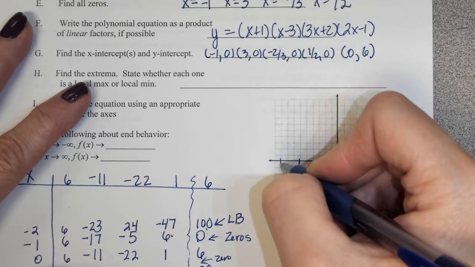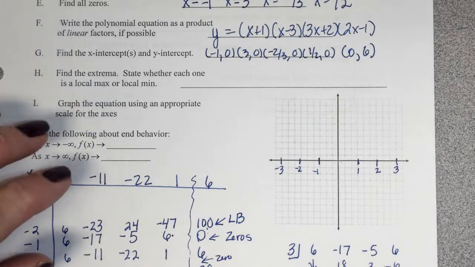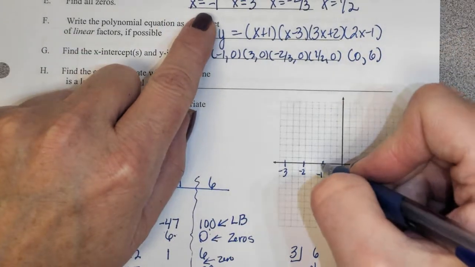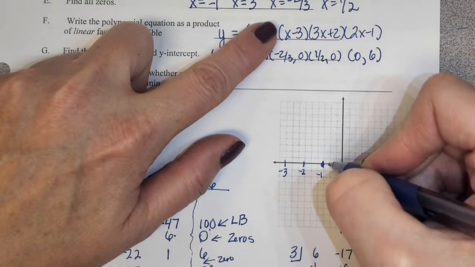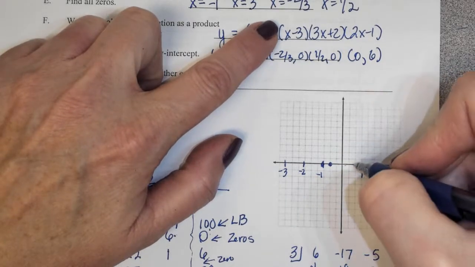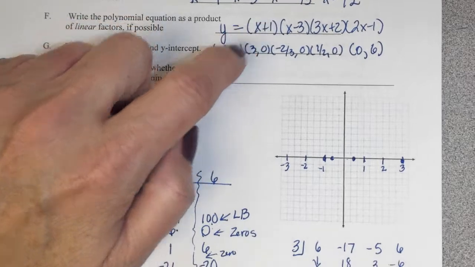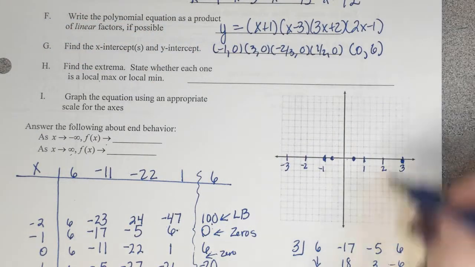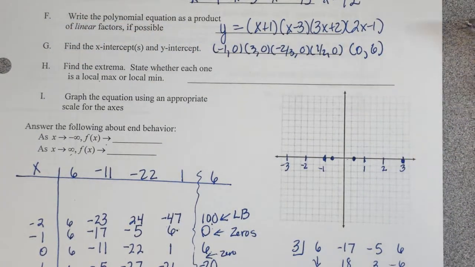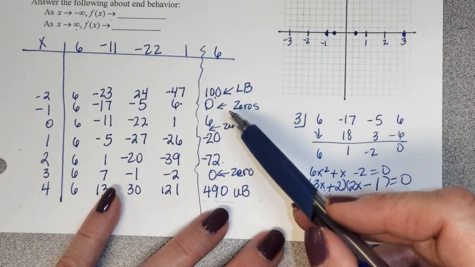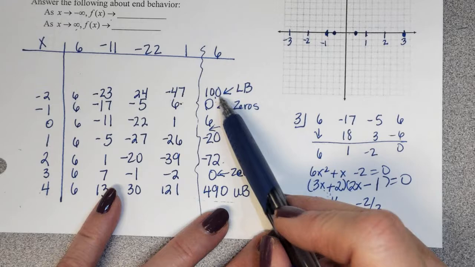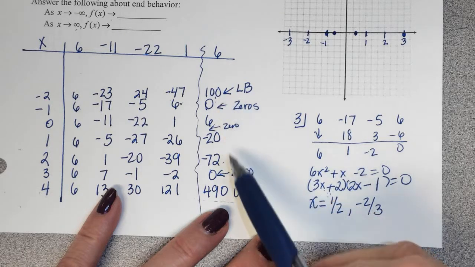So I'm going to make it look like this. All right, so I'm going to put these zeros in. So I've got x is -1, I've got x is 3, I've got x is -2/3, and I've got x is 1/2. All right, so there's my zeros, and then I've got an intercept at 6. But I'm going to look at these numbers and see how large they get. Like, I might want to put this point on my graph at 100.